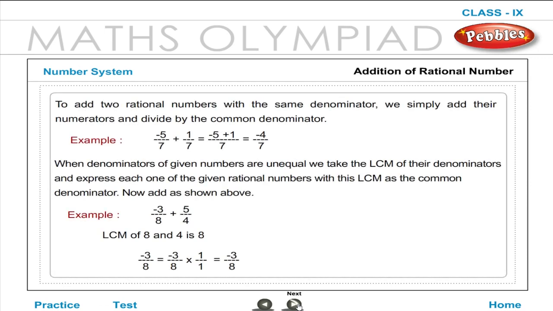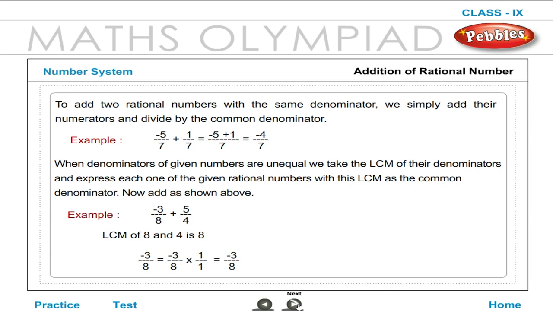Addition of a rational number. To add two rational numbers with the same denominator, we simply add their numerators and divide by the common denominator. Example: minus 5 by 7 plus 1 by 7 is equal to minus 5 plus 1 by 7, that is equal to minus 4 by 7. When denominators of given numbers are unequal, we take the LCM of their denominators and express each one of the given rational numbers with this LCM as the common denominator. Now add as shown above.